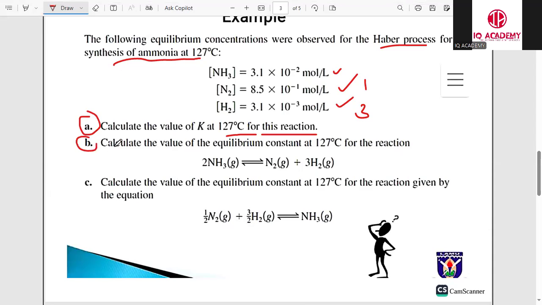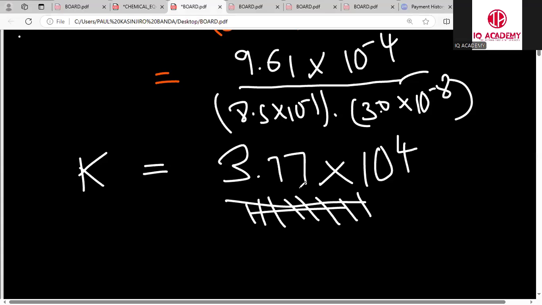And then B here, they're saying calculate the value of the equilibrium constant for the reaction. You realize that here they have just reversed the reaction. Remember, this nitrogen and hydrogen were reactants, but here they are products now. So that's a very important property of the equilibrium constant. So how do you find that?